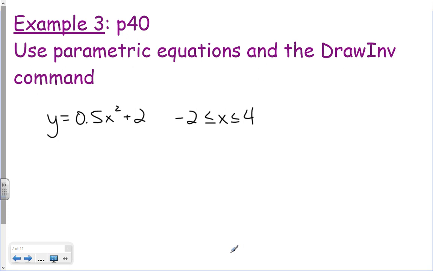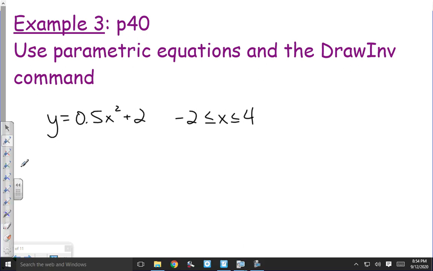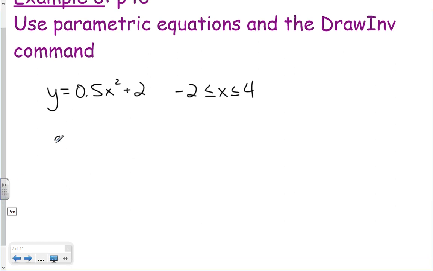All right, so let's do this a couple of ways. One way it says to do this is with parametric equations. I'll call that A here. So if I want to plug this into my calculator using parametric equations, I've got to split this up into two equations. There are several ways you could do this, but the easiest way is just to name x as your parameter t. So we're going to define x equal to t. And then you can say that y is equal to 0.5 times t squared plus 2, since x is equal to t.